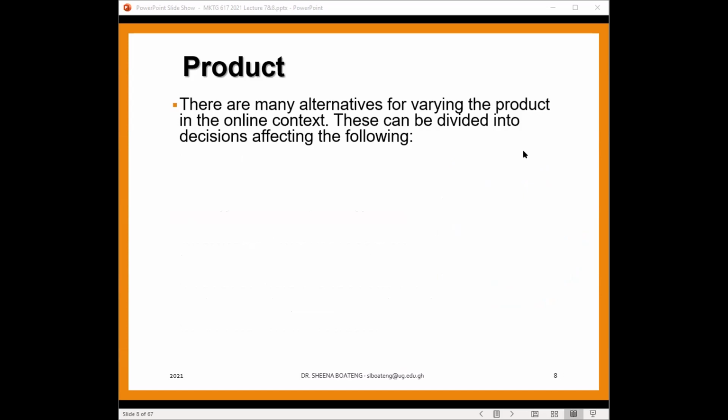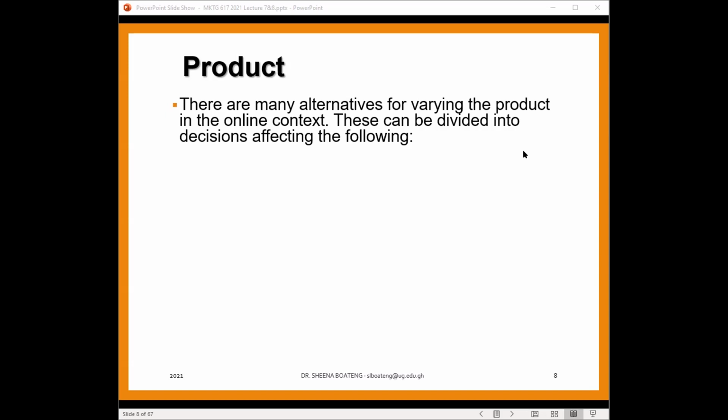Now, to be able to know how to go about modifying the product, particularly for the online context, we need to appreciate the different levels of a product. The product that we see as the whole item or the whole offering that is offered to the customer, that they purchase with their money or exchange for value, we can break down into different levels. And at each level, there are certain strategies and techniques that we as marketers can use to enhance the product in its entirety.